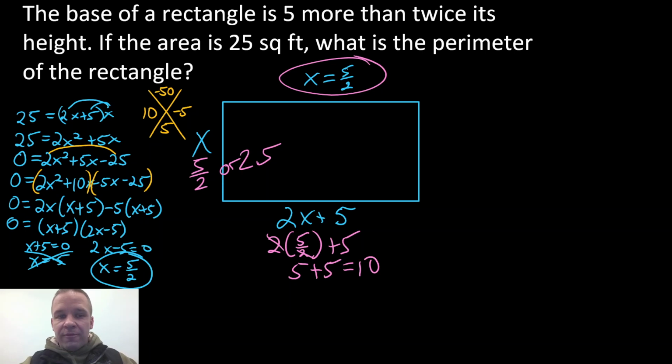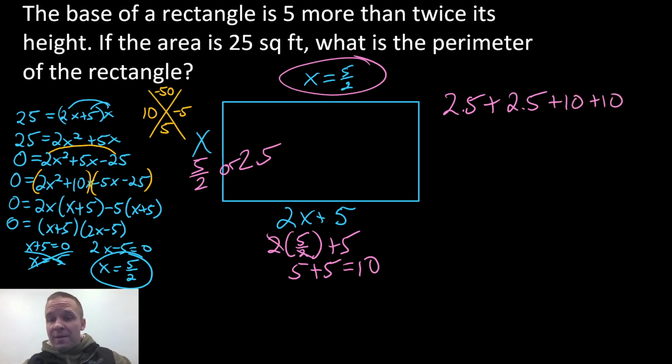So now I have 5 over 2 or 2.5 plus 2.5, right? I'm going to have two of those sides, and then I'm going to have 10 and 10. So I'm going to have 2.5 plus 2.5, that is 5. Got 10 and 10, that's 25 as well. And that is pretty crazy. I even paused myself and was like, hey man, is that right? Yeah, coincidence. Who would have thought, right?